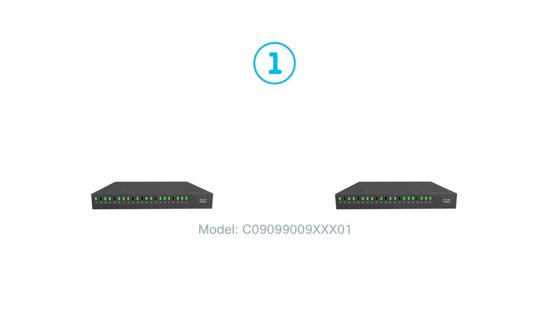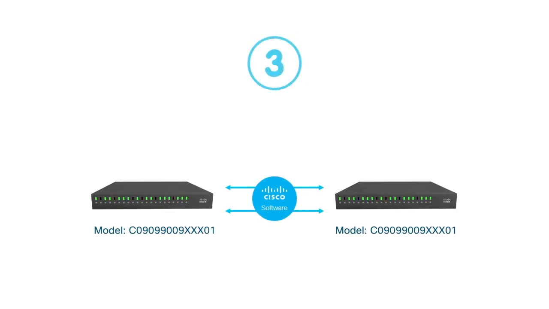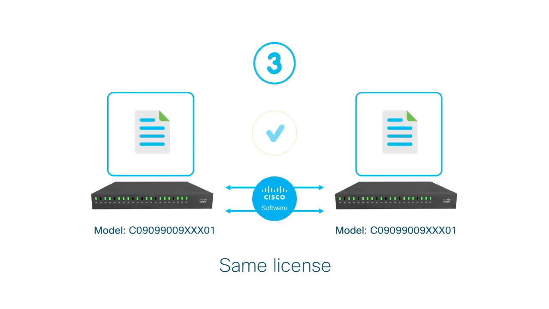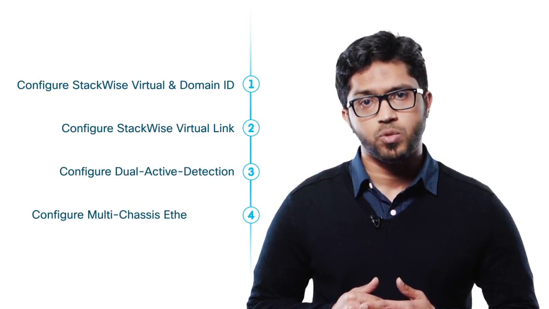Number one, both the switches in the StackWise Virtual should be of the same model. Number two, both the switches should be running the same software version. Number three, both the switches should be running the same license, which is Network Advantage. Number four, make sure you have enough links connected for both the StackWise Virtual Link and the Dual Active Detection Link. And make sure you also have redundancy with both of them. Now, you're all set to configure the Cisco StackWise Virtual system.